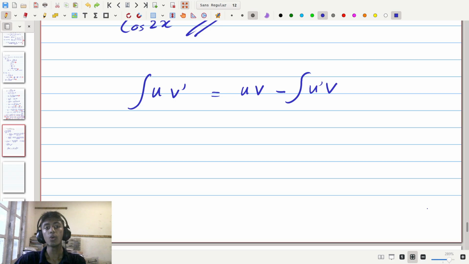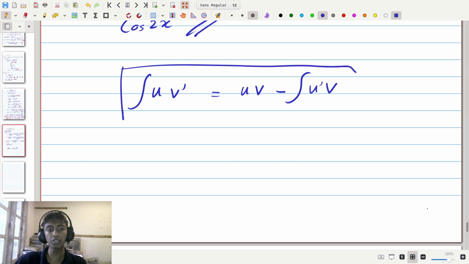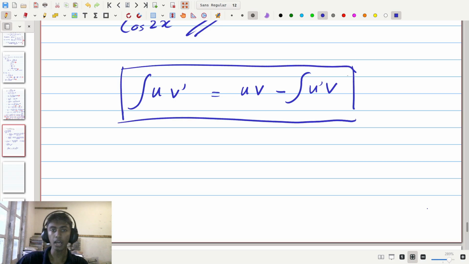So anyway, we can see that this is what we're going to be using in integration by parts. Now, if we know what u is and we know what v prime is, we're going to need to find u prime and we're going to need to find v. Therefore, if we know u prime and u and v prime, we're going to need to take the derivative of u but take the integral of v prime.